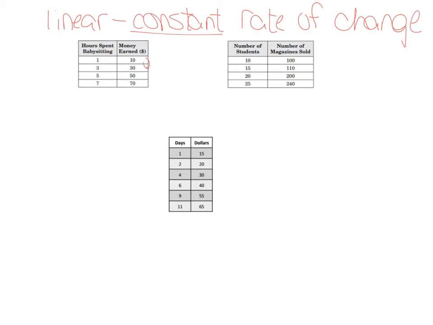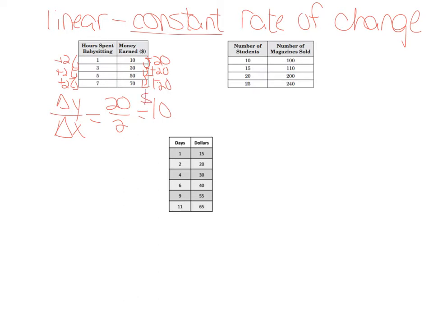So here, from 10 to 30 is plus 20. From 30 to 50 is plus 20. From 50 to 70 is plus 20. 1 to 3, plus 2. 3 to 5, plus 2. 5 to 7, plus 2. So my change in y over my change in x is 20 over 2, which is 10. And this is actually an average rate of change, right? So this is $10 per hour. So this one is linear because it has a constant rate of change. The rate of change stayed the same all the way throughout the relationship.